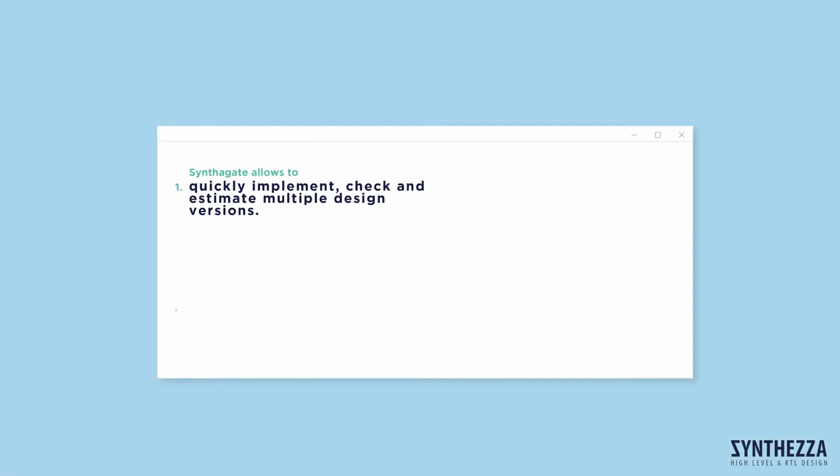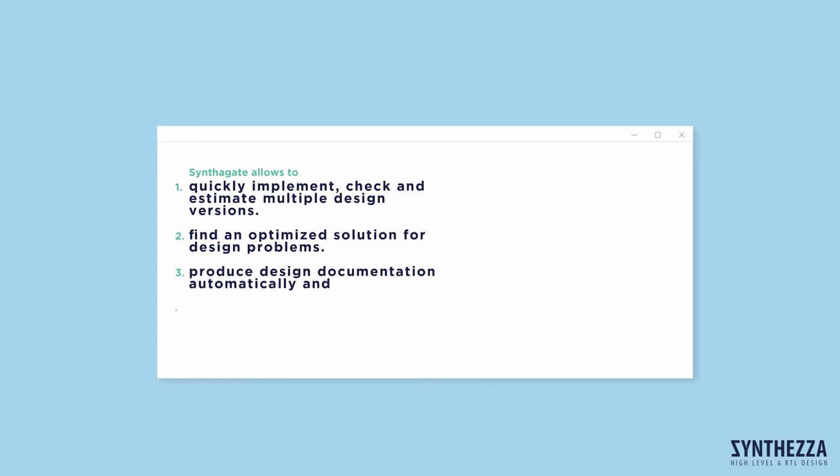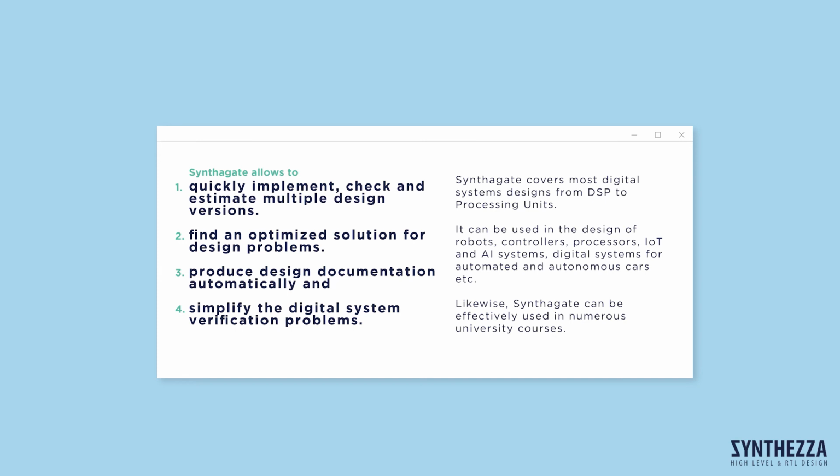I would like to underline that Syntagate allows you to quickly implement, check, and estimate multiple design versions, find and optimize solutions for design problems, produce design documentation automatically, and simplify the digital system verification problems. Syntagate covers most digital system design from DSP to processing units. It can be used in the design of robots, controllers, processors, IoT and AI systems, digital systems for automated and autonomous cars, etc. Likewise, Syntagate can be effectively used in numerous university courses.